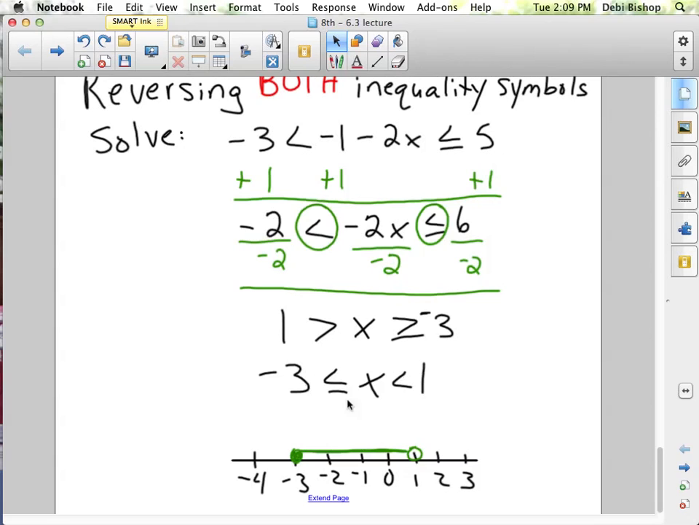And when I graph it, since it is an and, so I said x is greater than or equal to negative 3, solid dot, going to the right, and x is less than 1, open dot, going to the left, and they connect, so there is my graph.